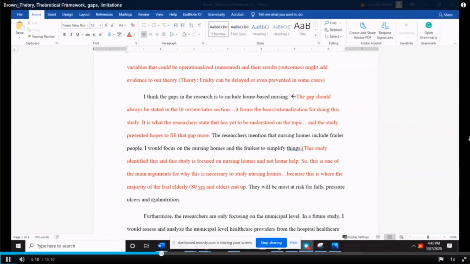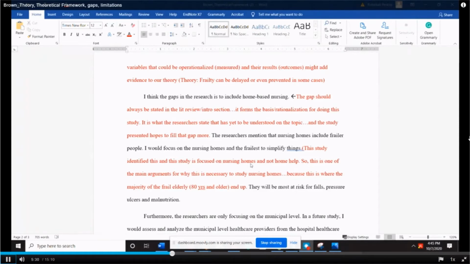So the researchers mentioned that nursing homes include frailer people. I would focus on the nursing homes and the frailest to simplify things. So in this study, they actually did focus on nursing homes. And in the very first paragraph, a couple of sentences, they open up by stating that the frailest of older adults are in nursing homes.